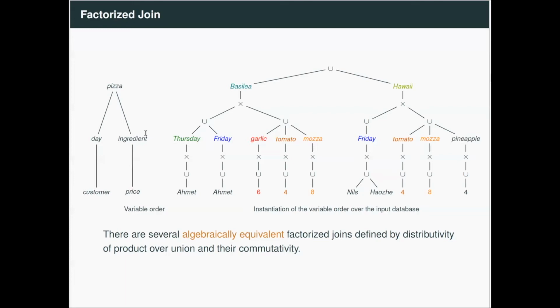For instance, instead of first grouping by pizza, we could instead group by day or customer or ingredient or price. They are all equivalent in the sense that they represent the same relation, yet their sizes may differ significantly. Therefore, an important question answered in the original ICDT 2012 paper is which factorizations are asymptotically the smallest possible among all factorizations over variable orders.